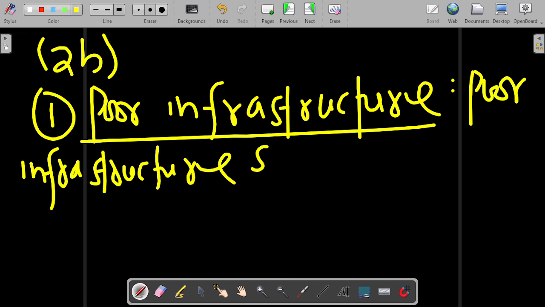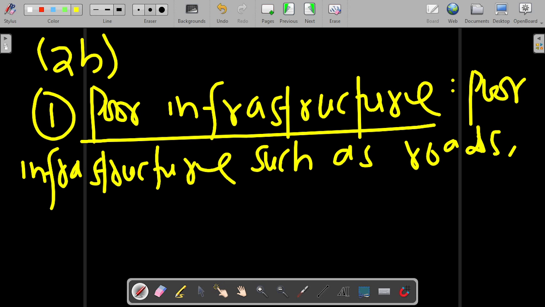Poor infrastructure such as roads, air, then port, airport, and say airport or seaport, anyone. Let me say airport, and electricity.